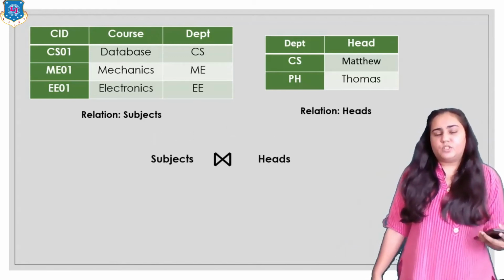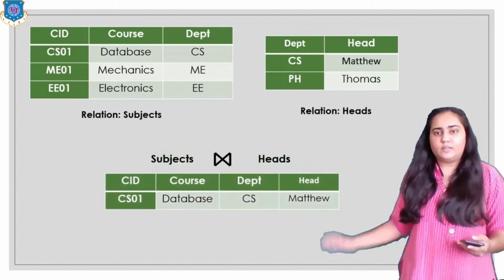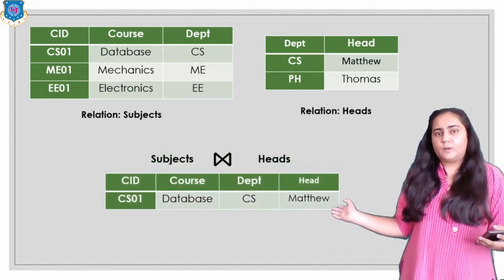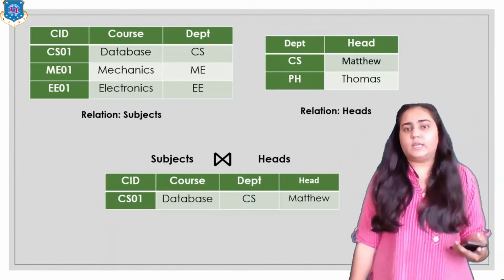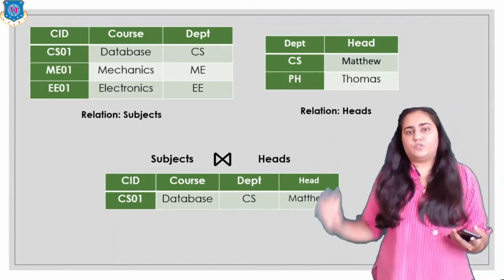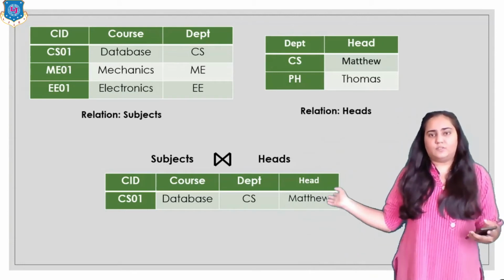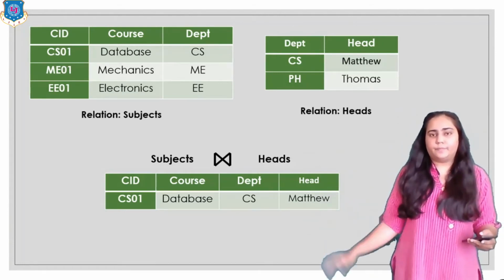Now, if I do subjects natural join heads, then this is what I get. Because between the two, there's only one department matching, which is CS. So that's why that first row just matches and gives you as a result this thing.